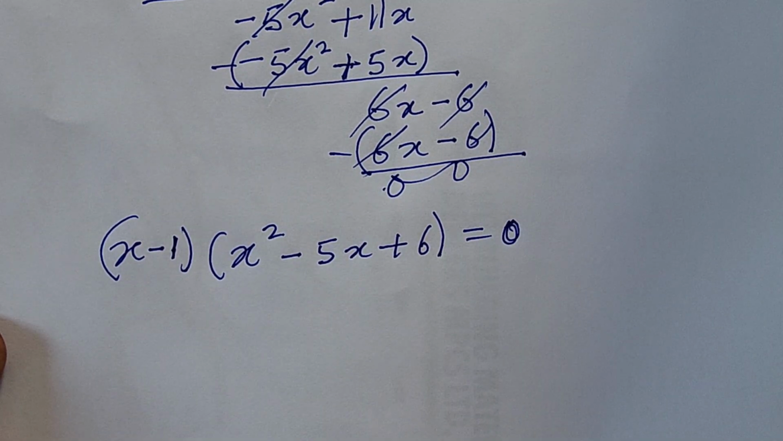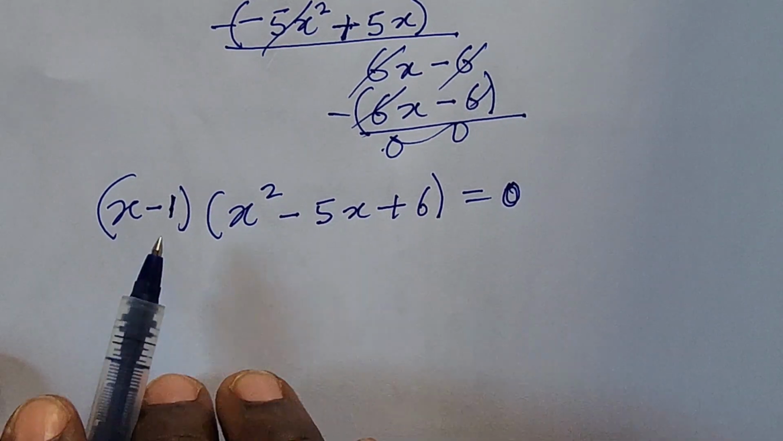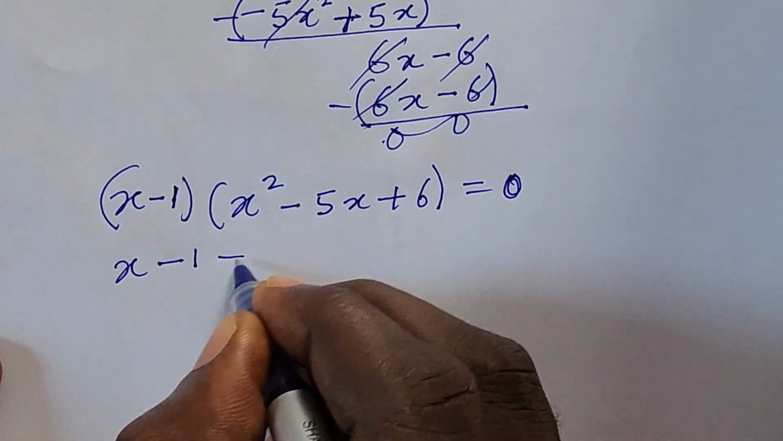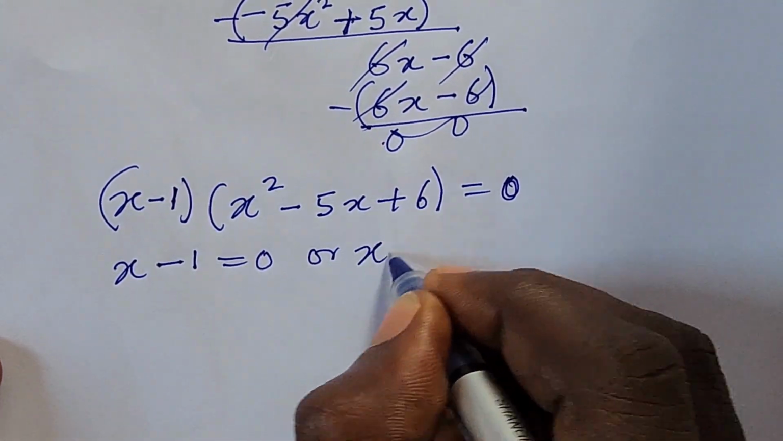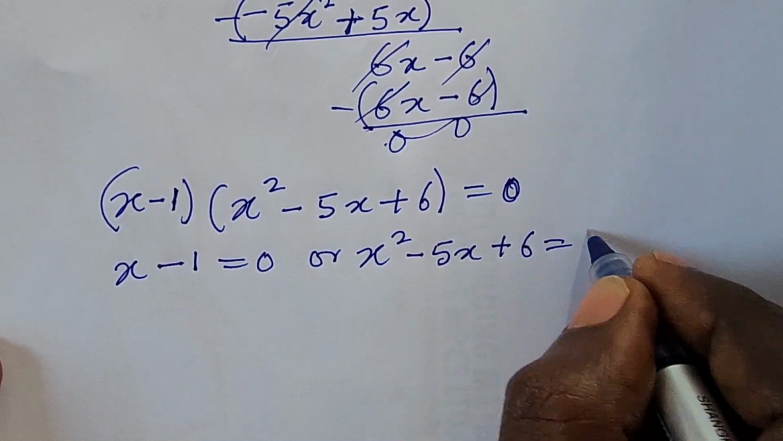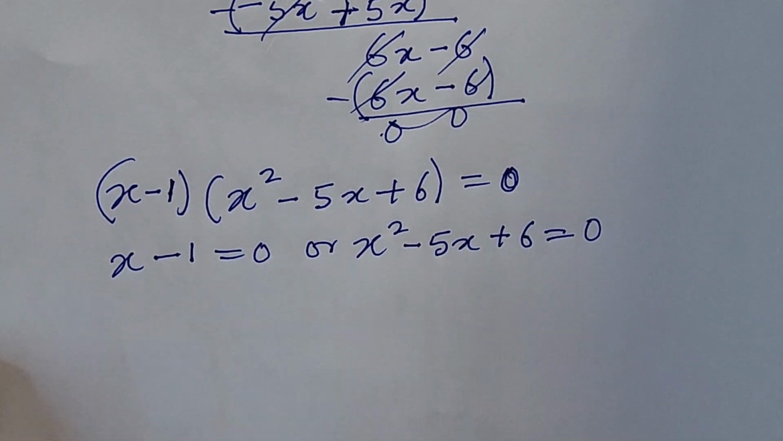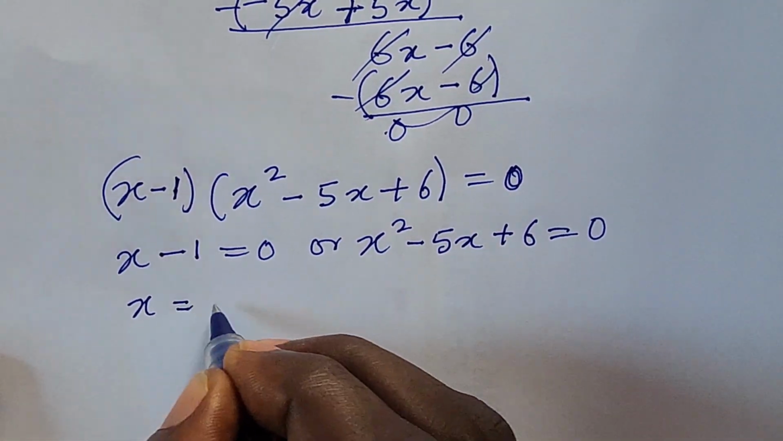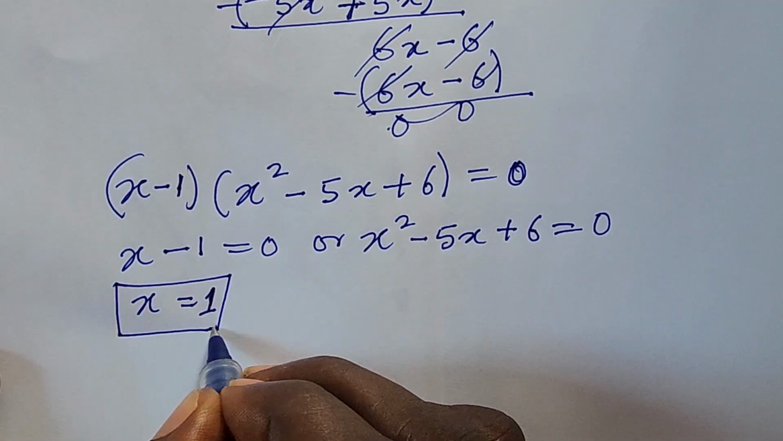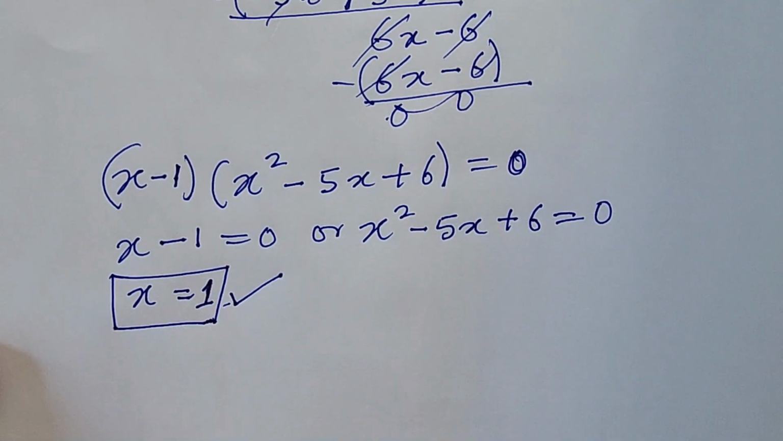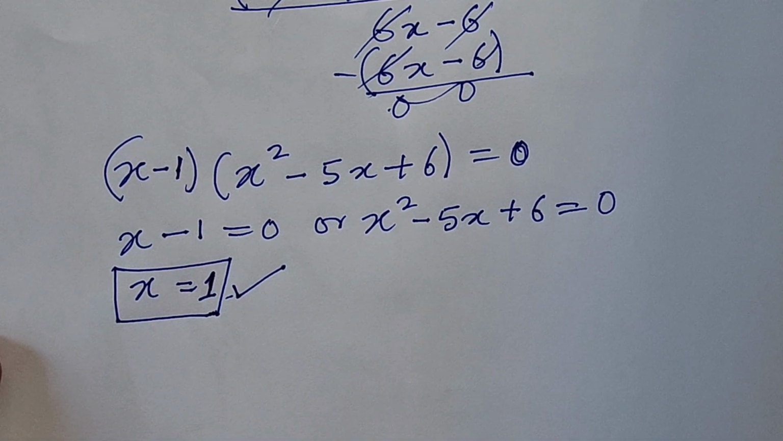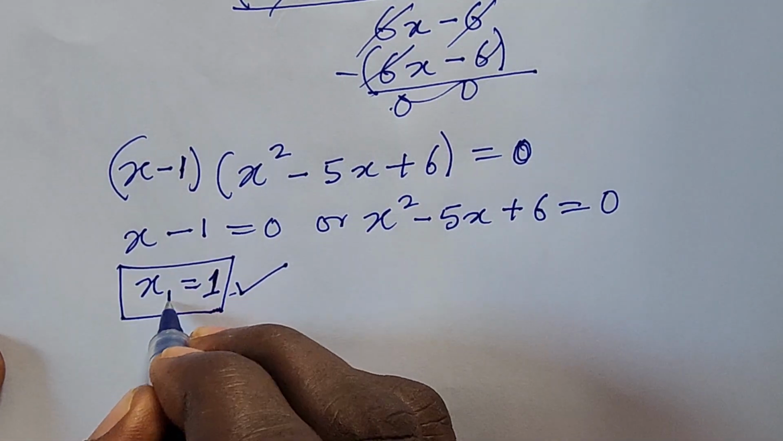Okay, now what we do, we use the zero product rule where we equate this to 0, equate this to 0. So we're going to have x minus 1 equal to 0, or x squared minus 5x plus 6 equal to 0. So we now have x equal to positive 1, which is the first root or the first value of a. So we now have this as the value for x, 1. So this is our x1.